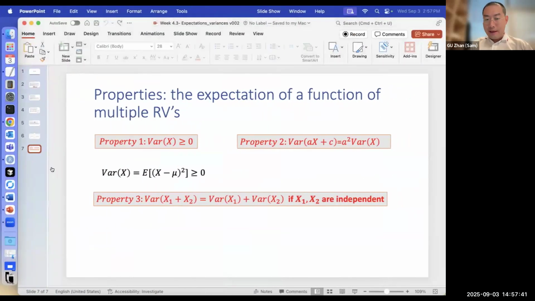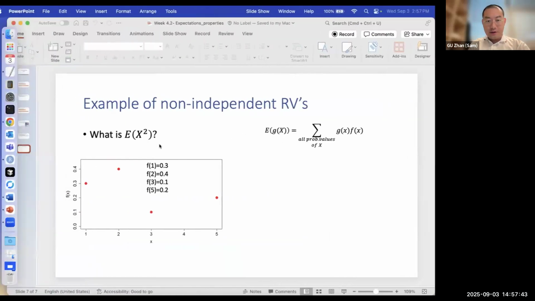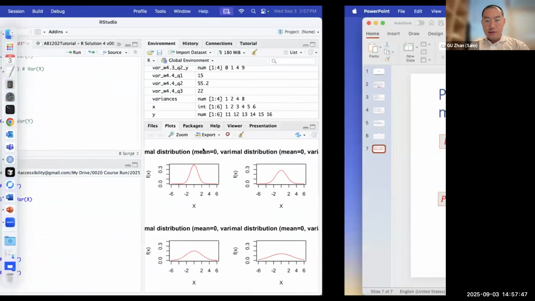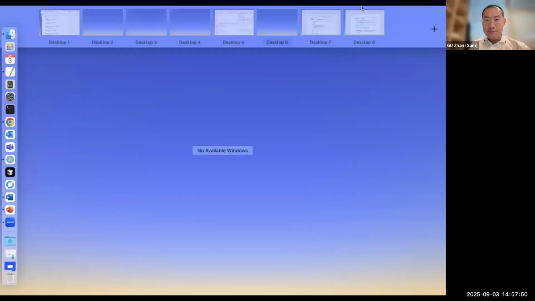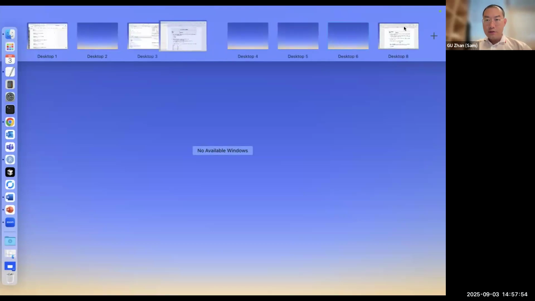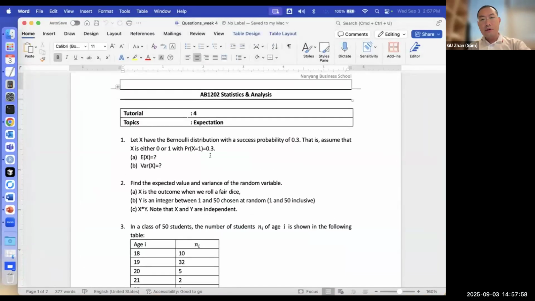This is pretty important. Then, okay, let me close this one. I can close this one. I can also close this one. Okay. So now let's move on to the tutorial.